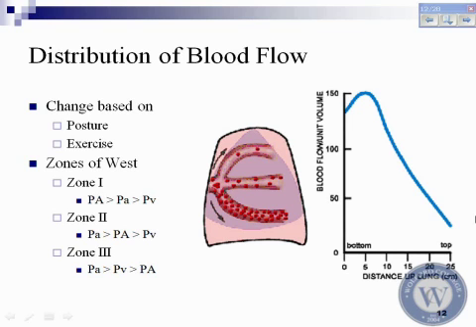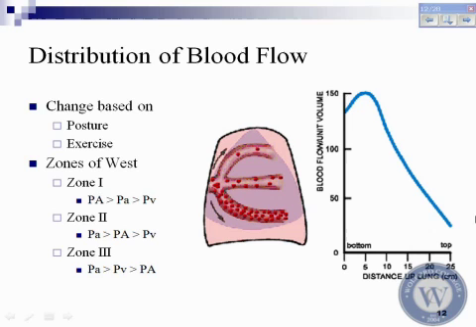In zone 3 of the lung, which is the base of the lung, the arterial pressure is greater than the venous pressure, which means the blood flow is going from artery to vein, which makes sense. And the alveolar pressure is lower than the venous pressure. So perfusion is always constant in zone 3 of the lung.